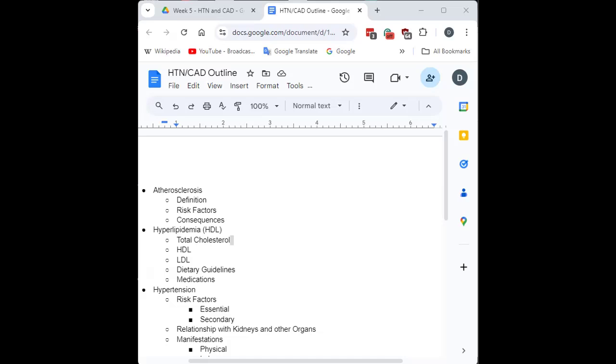Okay, it seems like we're good on that. Okay, so let's start with kind of talk about atherosclerosis as well as hyperlipidemia. Just kind of get general ideas, and I think focus in on your risk factors a lot. So, what would you guys say is the definition of atherosclerosis?